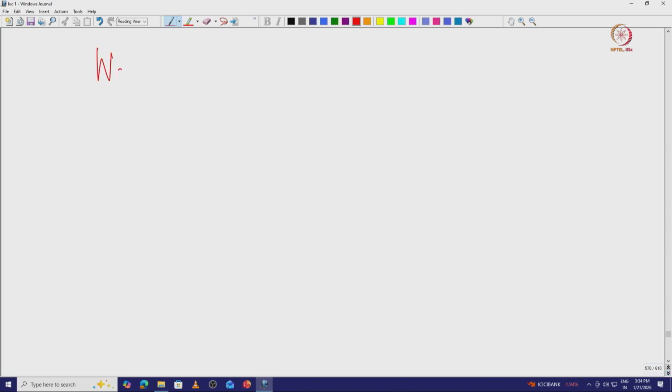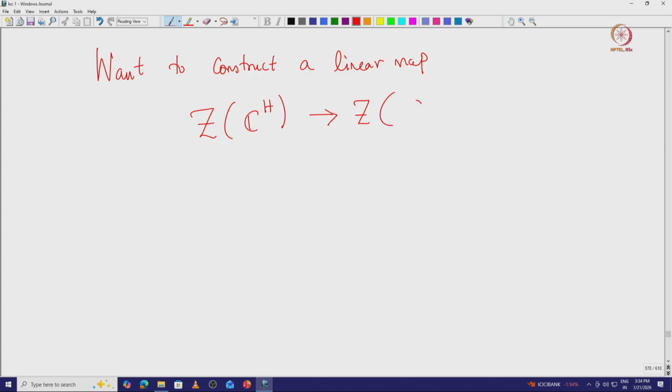Let us say we want to construct a linear map from the space of class functions on H to the space of class functions on G. This is what we are interested in. Let us do that at the level of functions, then it will be clear how the character of the induction will naturally appear here.